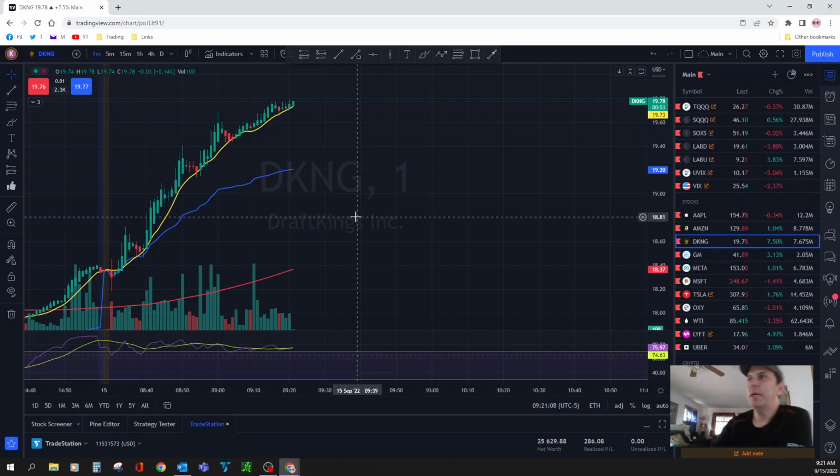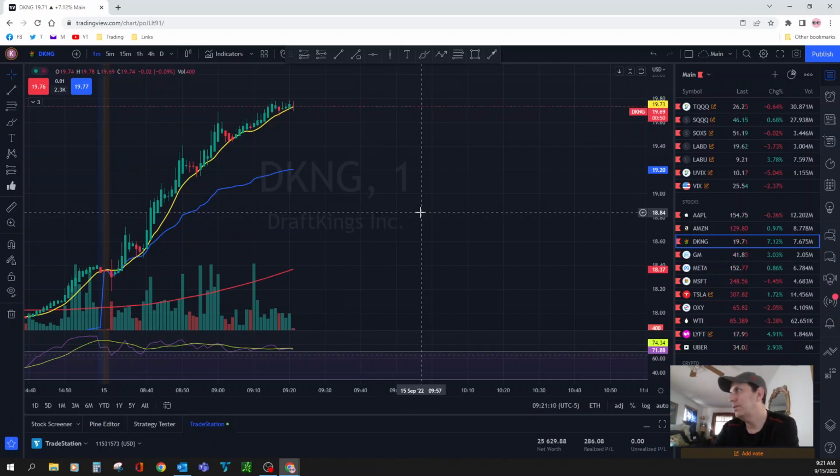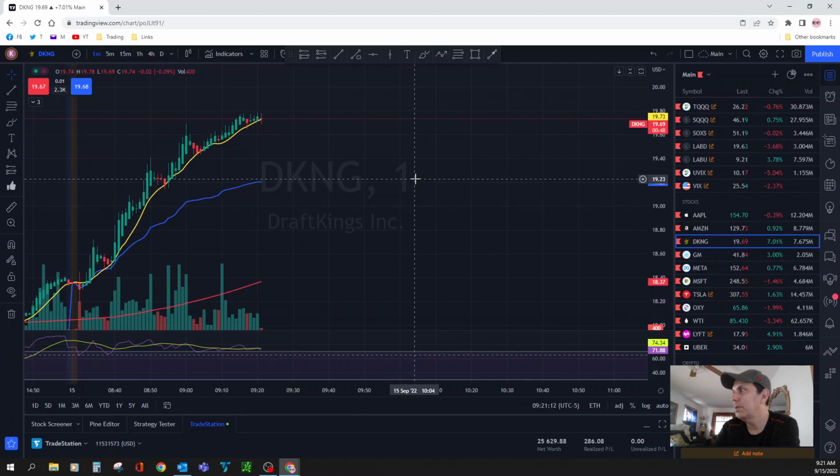At some point, this is going to make a big move down. I just don't believe this is going to end up 7 or 8% at the end of the day. It's rare for that to happen. So there's other tools that I use.